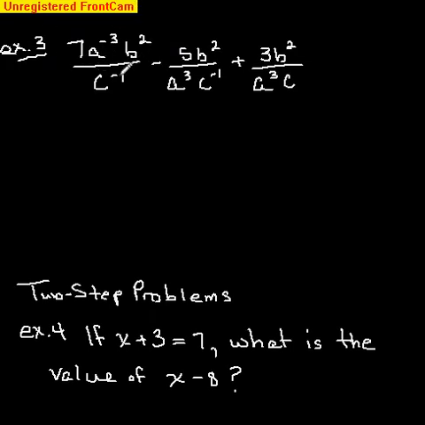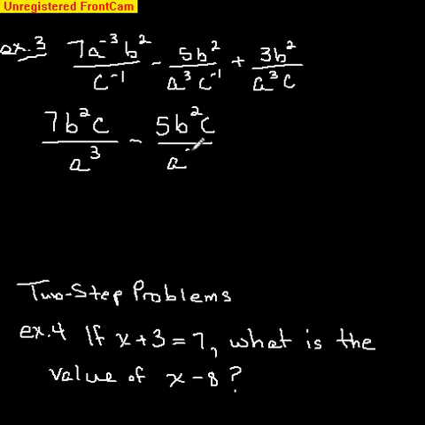Okay, let's just start moving things. So the 7 will stay on the top, the b squared will stay on the top, and we're going to move the c to the negative 1 to the numerator and make it c to the positive 1. And then on the bottom we're going to move the a to the negative 3 to make it positive. We need to move it to the denominator. So we get a to the third. First term done. Next term. 5 stays on the top, the b squared stays on the top, and the c is going to come up on the numerator, become positive, all over a to the third. How do you like that? Looking a lot alike now.